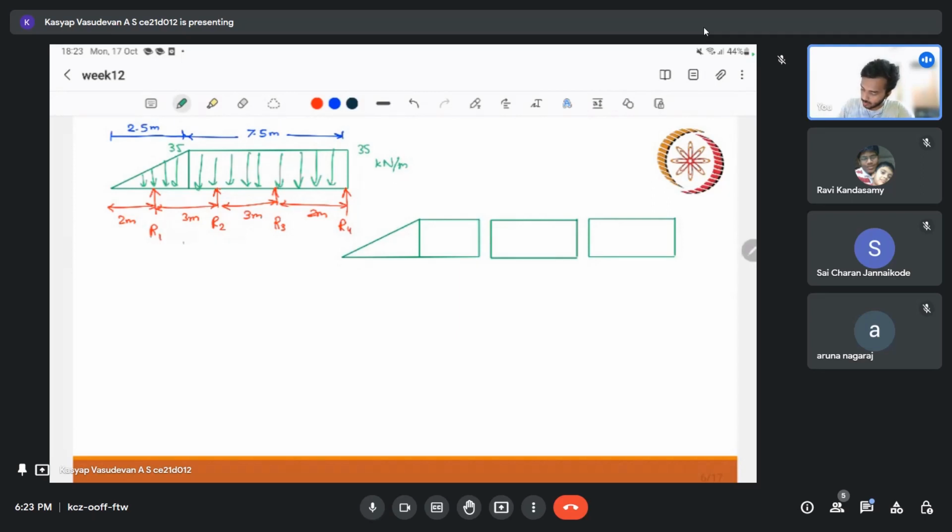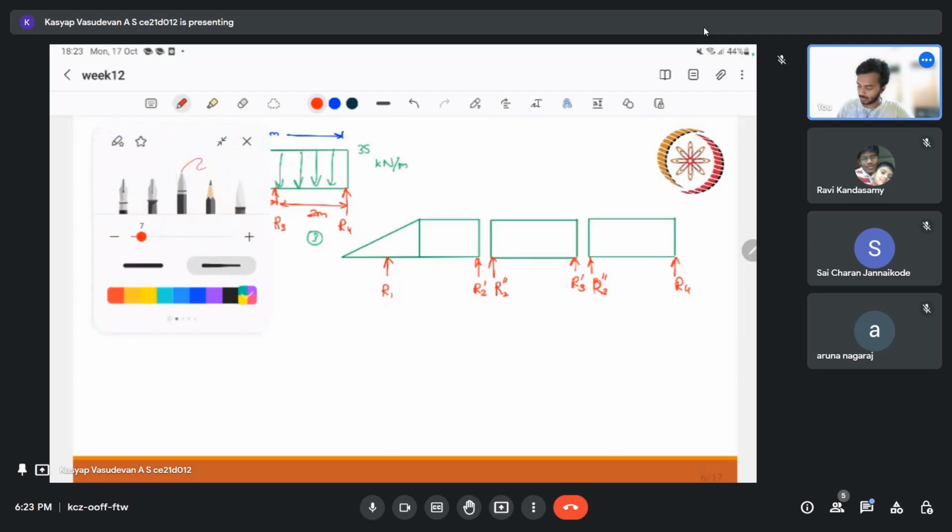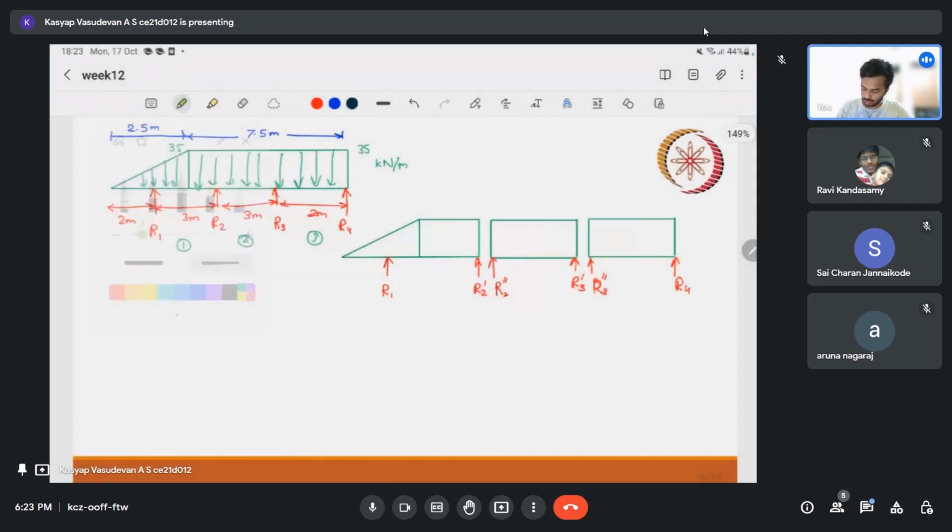So we have three spans, 1, 2, and 3, one being overhanging. I will split it into three spans, that is R1, R2 dash, and R2 double dash, and this will be R3 dash, R3 double dash, and this will be R4. So I'm splitting the same thing into three different spans. The loading will be like this, and it's quite simplistic for the second and third spans. Let us say this is 35 kN per meter.